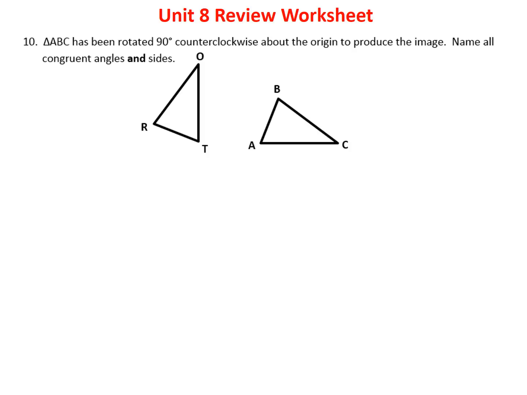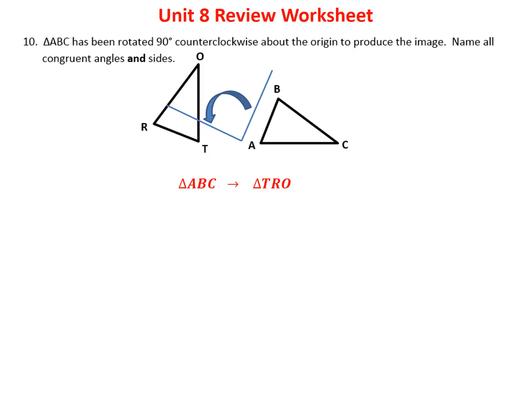Number 10 says that triangle ABC has been rotated 90 degrees clockwise about the origin. Name all of the sides, angles, and sides. Well, so this is what I've got. I've got a 90-degree rotation. First thing I notice, if I want to just check myself, I'm just going to notice that when I shift it, A becomes T, B shifts over to R, and C shifts over to O.